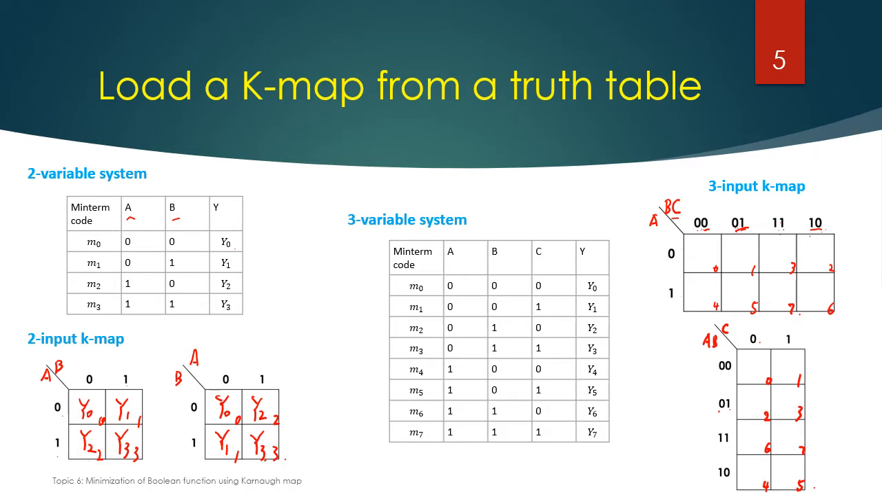So then we know how to fill it out with the y values. So you will put y0 here, y1 here, y2 here, y3 here, y4, y5, y6, y7. For this one, you must be careful. So here is y0, y1, y2, y3, y4, y5, y6, y7. Okay, so that's how you translate from the truth table to the Karnaugh map.